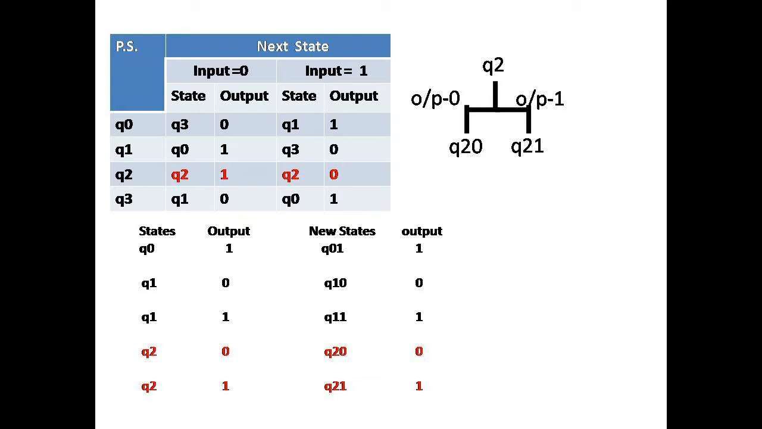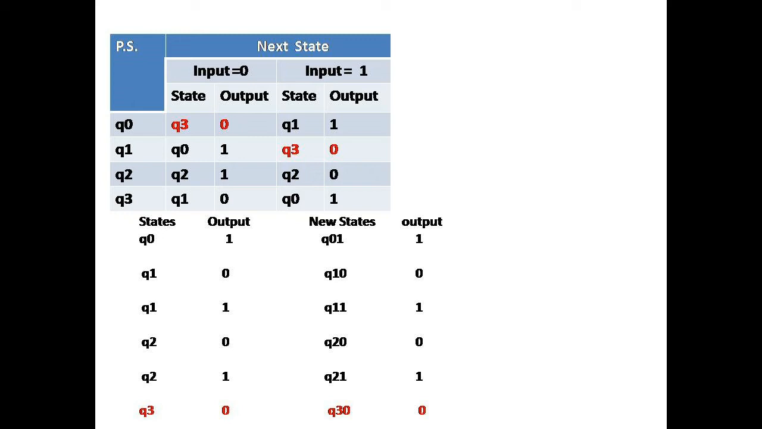Then the next state is Q2. We search for Q2 in column input 0 and in column input 1. And Q2 gives different outputs. That is, we can split this state into two states. Split Q2 into two states, which I will call Q20 and Q21. Q20 is used for output 0 and Q21 is used for output 1.